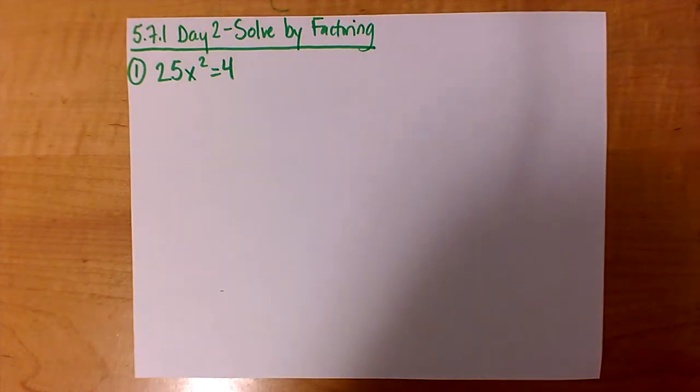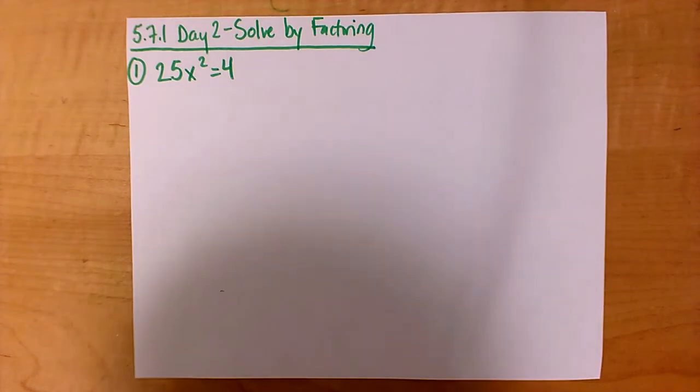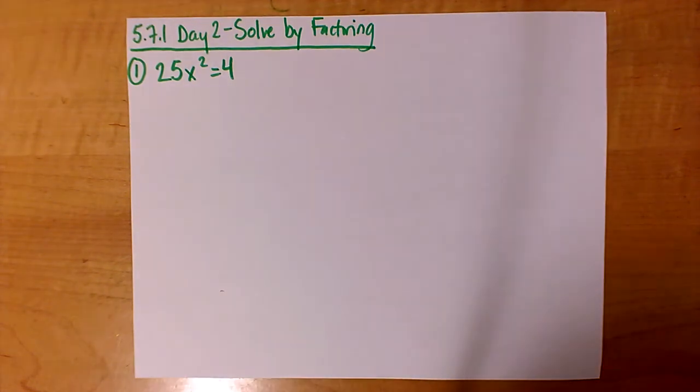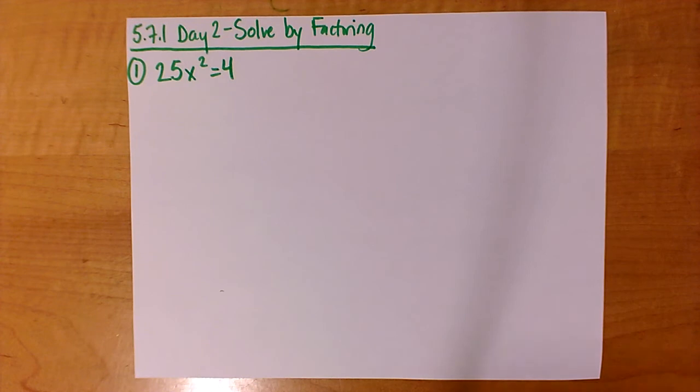This is the second day of 571, so some more solving by factoring. So we're just going to get into some more practice of this. So remember, the goal is to get everything on one side of the equal sign, get it set equal to 0, and then factor and set your separate factors equal to 0 and solve each one of those. So we'll jump into the classwork.